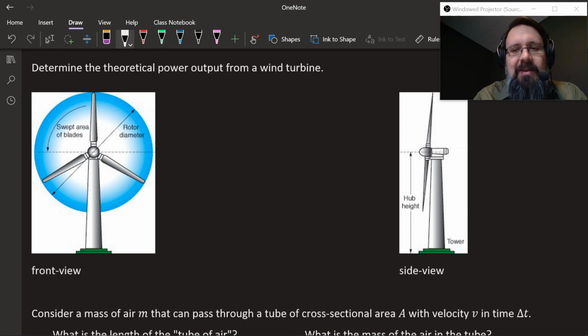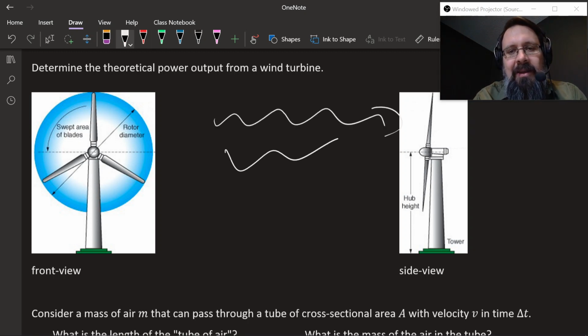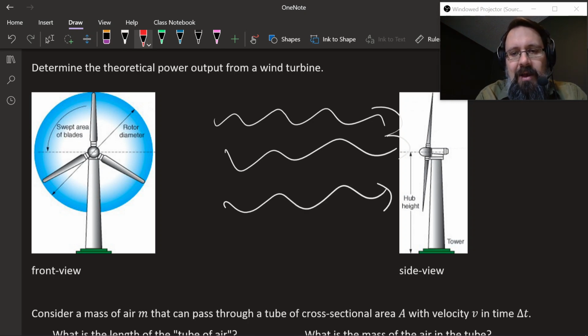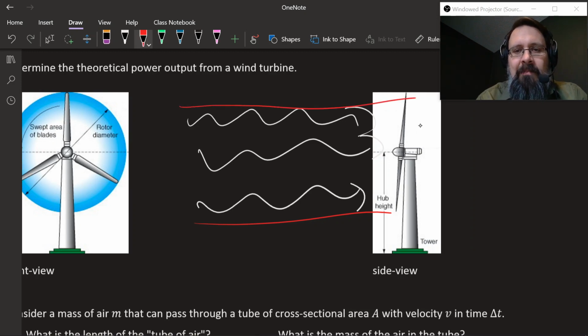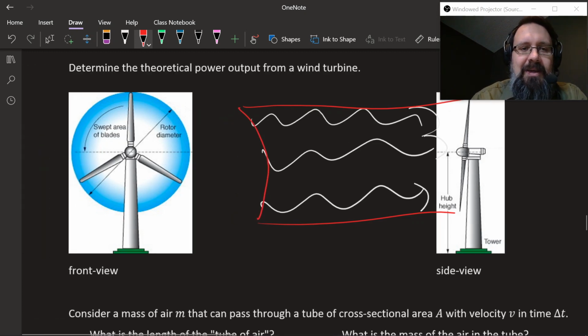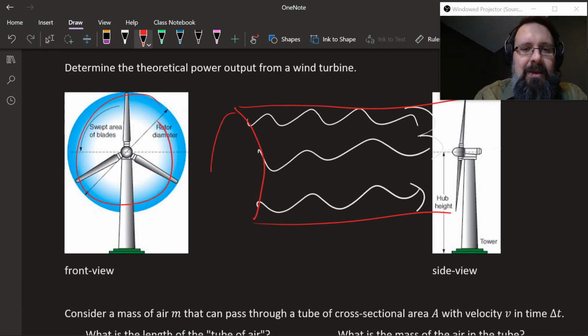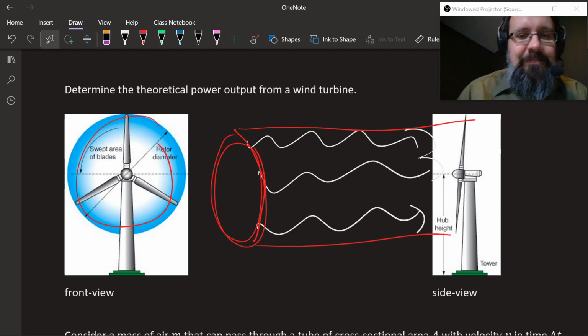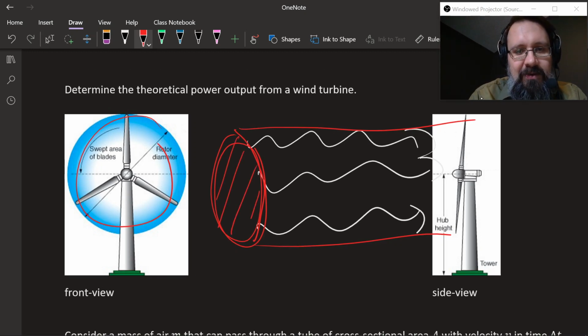So realize that the wind's going to be flowing in here like this towards the windmill, but realize that if the wind is too low, it's going to miss the blades, and if it's too high, it's going to miss. So really what we want is this tube. Now realize that it is a tube because they're spinning around in this circle. And so this is the tube that the air is going to hit. So we'll call this the cross-sectional area.